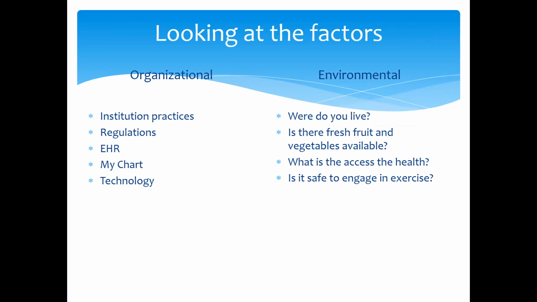Looking at organizational, we have all the elements on the left-hand side. Institutions have policies in place. These policies can be barriers. They also have regulations. We have an electronic health record, which actually is helping people. Technology is a huge component of organizations, but it can become a barrier to patients if they don't know how to use technology or they can't afford to own a technological piece, such as a smartphone or a computer or a tablet, to be able to access what an organization is asking them to do.